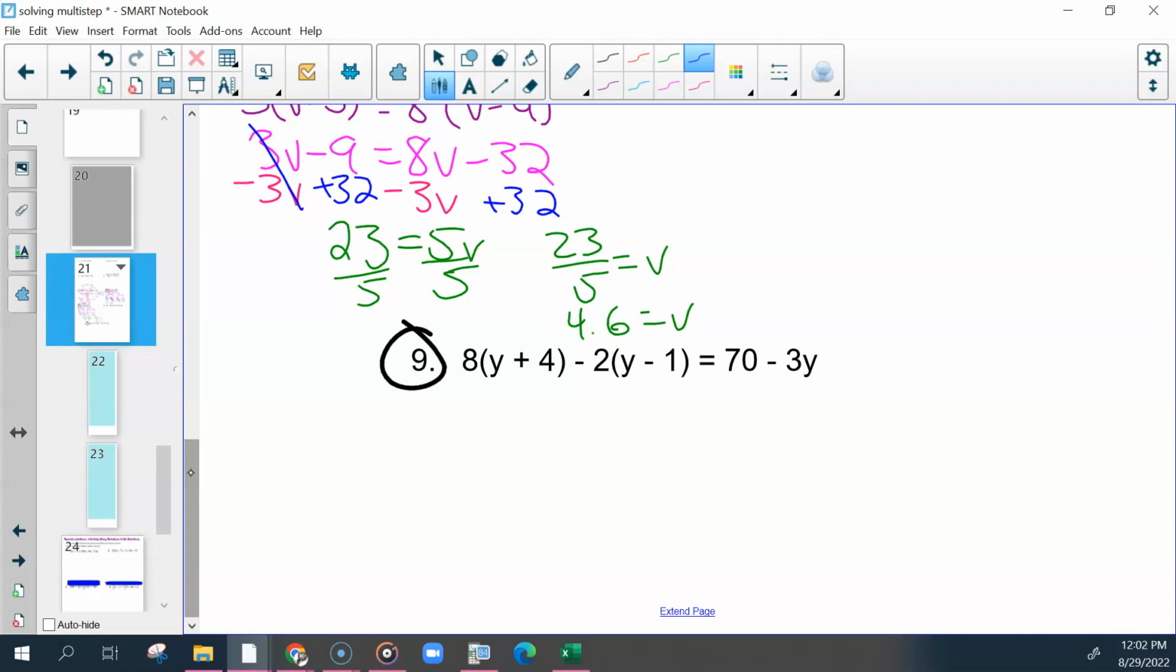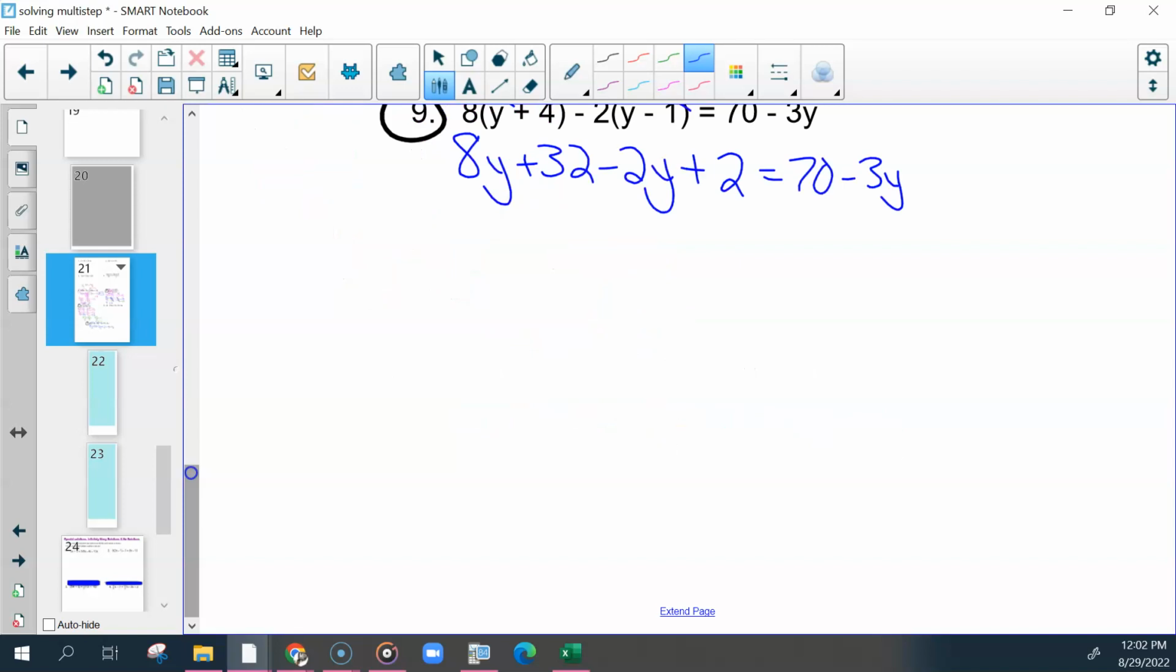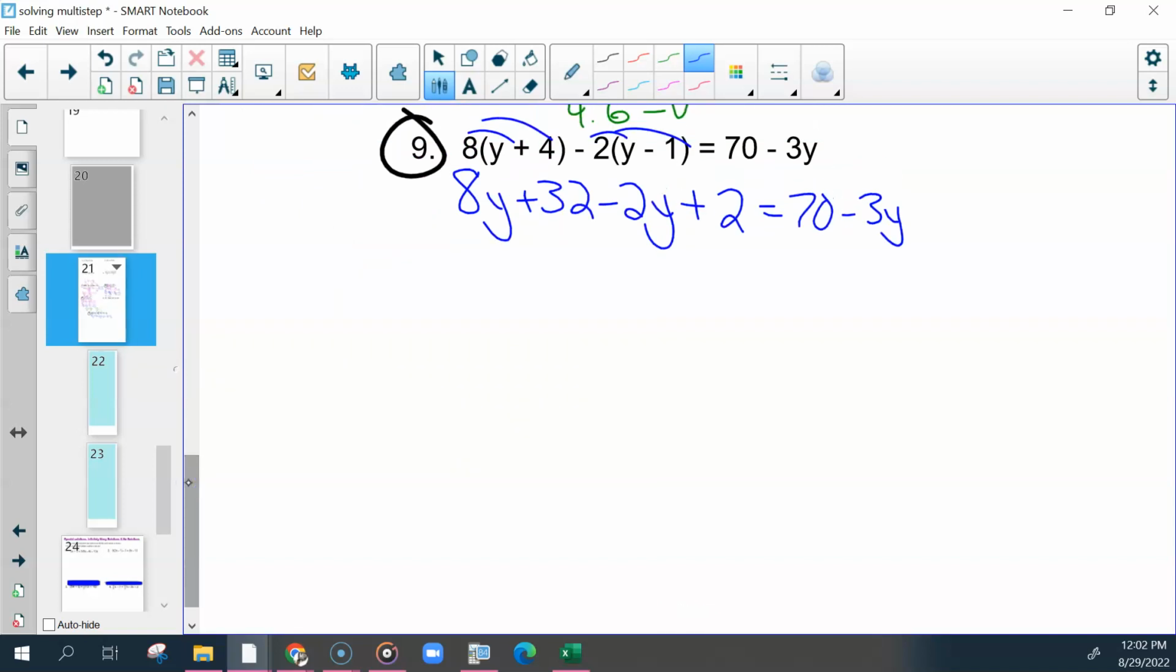9 is similar, it just has a lot of stuff already on this side, plus still stuff on this side. So for this, we would still do that first step, still distribute. So 8y plus 32 minus 2y. Be careful here with your negatives. We have a negative times a negative, so 8 positive, 2 not 1. And then bring everything else down.